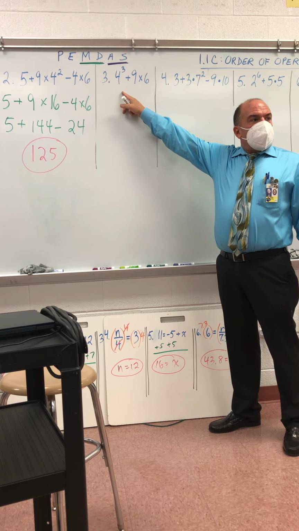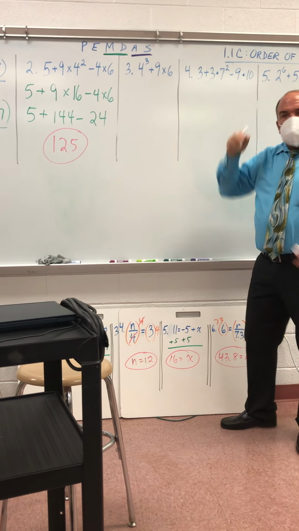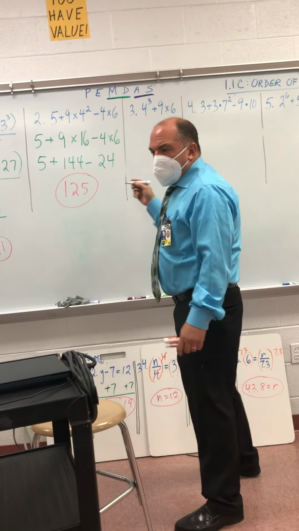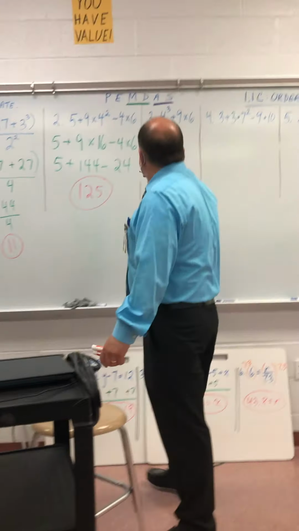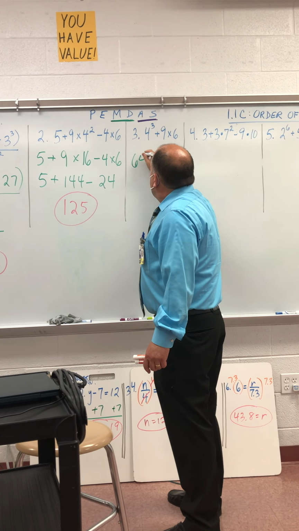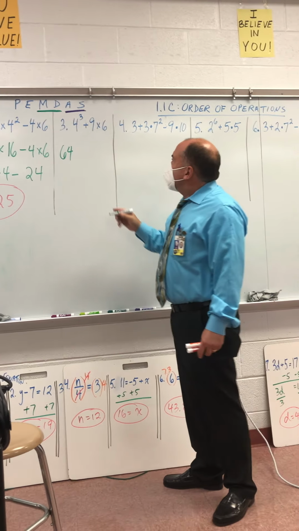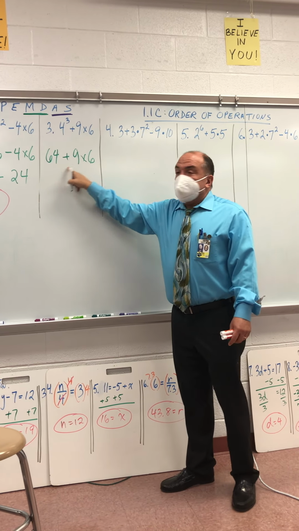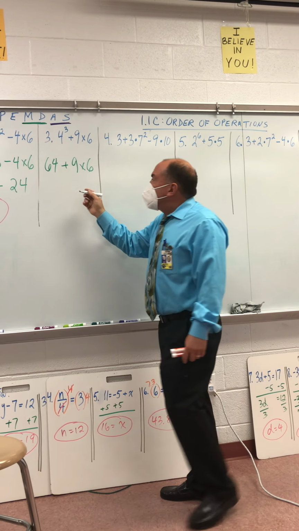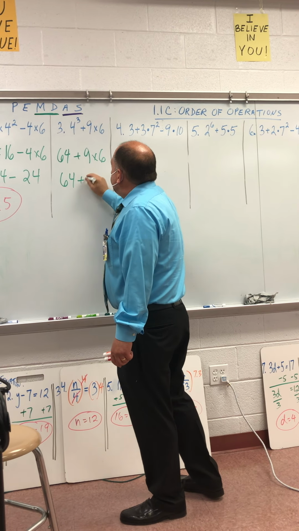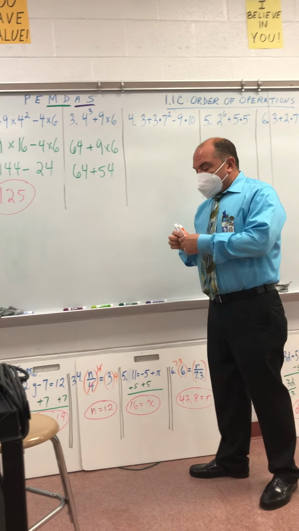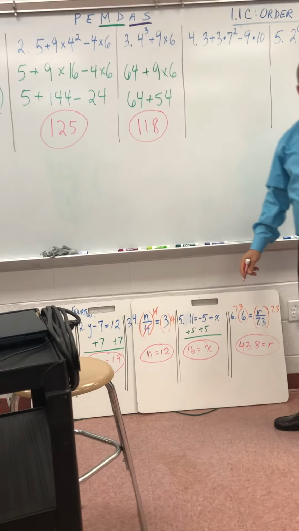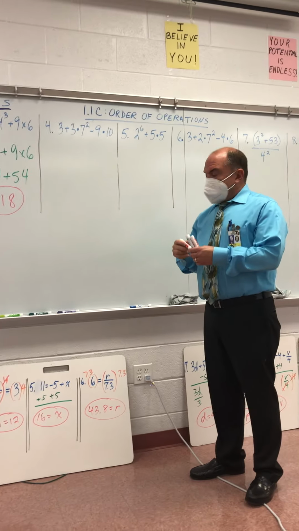Who knows what 4 to the third power is? What's 4 times 4 times 4? 4 times 4 is 16. Nice. Very good, Caleb. 64. 4 times 4 is 16, times 4 is 64, plus 9 times 6. Now, don't do 64 plus 9. It's 9 times 6 is 54. 64 plus 54 gives me 118, right? No problem.